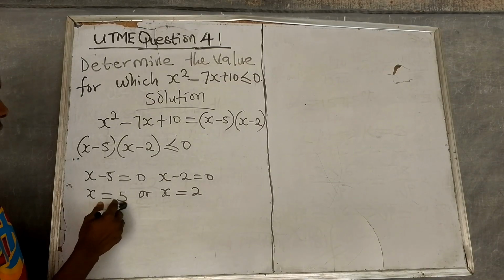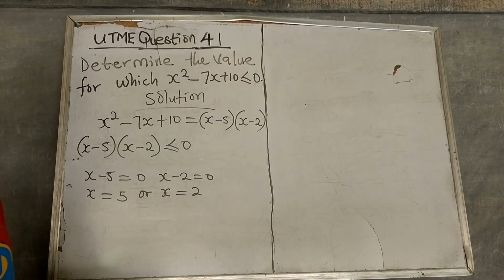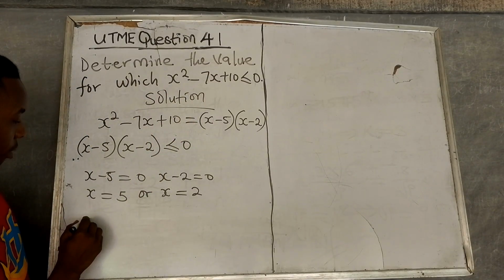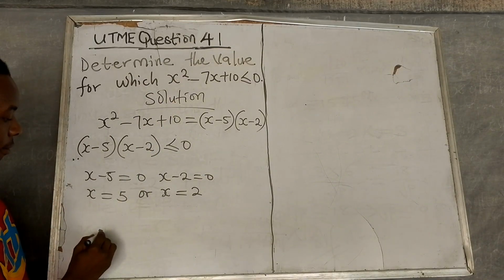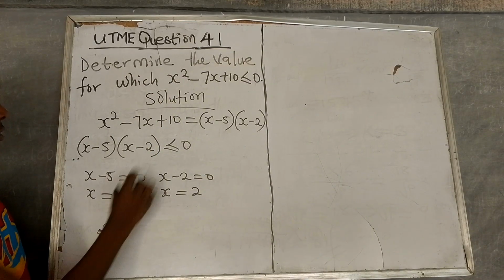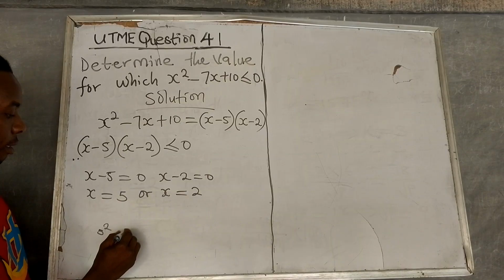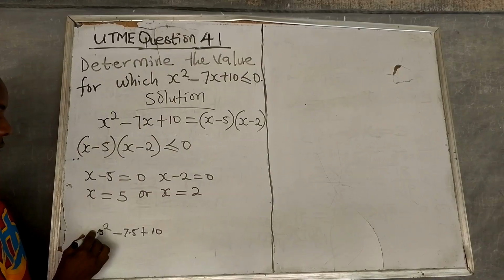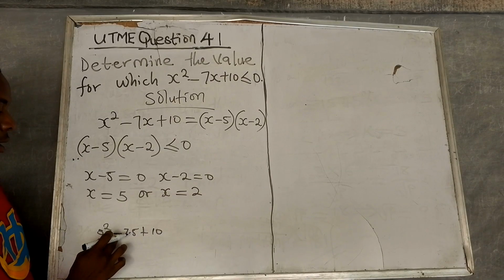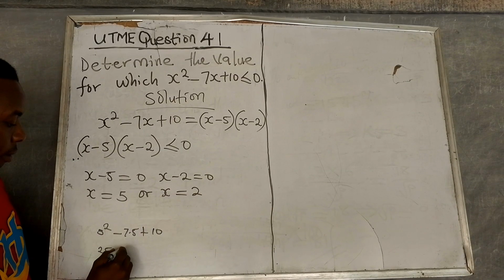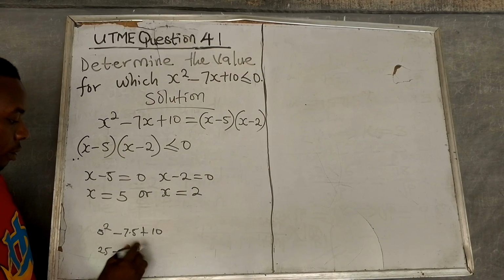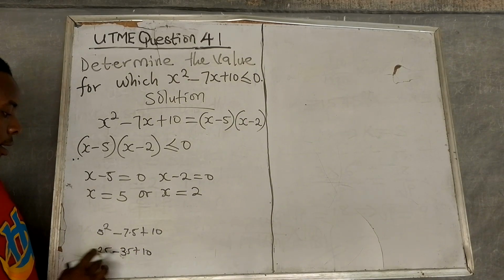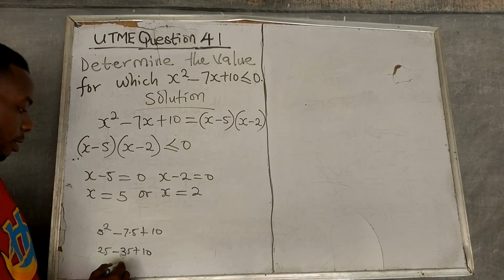So if you check out, this is 5, right? Now we try 5 in here. Let's try it first. This is x, right? Instead of x, I put 5. 5 squared minus 7 times 5 plus 10. Now, 5 squared is 25. Then 7 times 5 is 35, plus 10. Now, 25 minus 35 will give us minus 10.